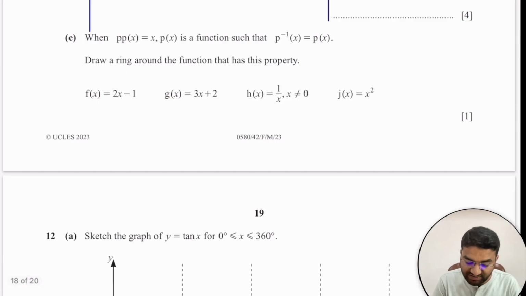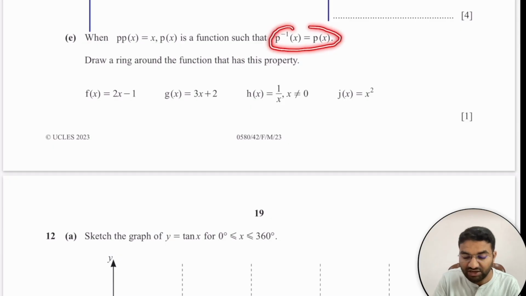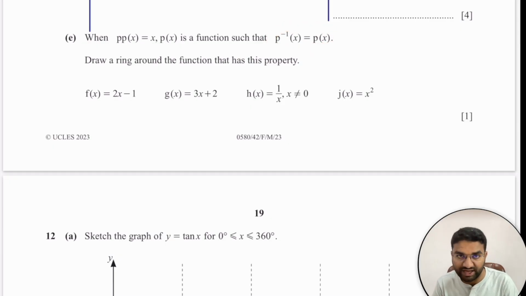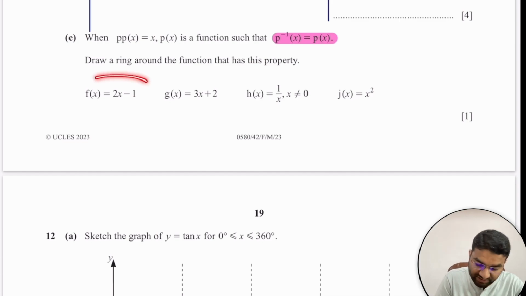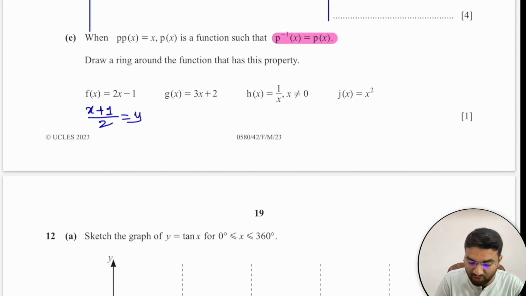Here E question is basically P of x is equal to x, and P of x is function such that P inverse of x is equal to P of x. So draw the ring around the function that has this property. Means basically they are saying that check out which one having P inverse of x is equal to just P of x. Suppose if you take, let's say, F inverse of first one, this one, you will get x plus 1 divided by 2 is equal to y. So this is not, F of x is not equal to F inverse of x.